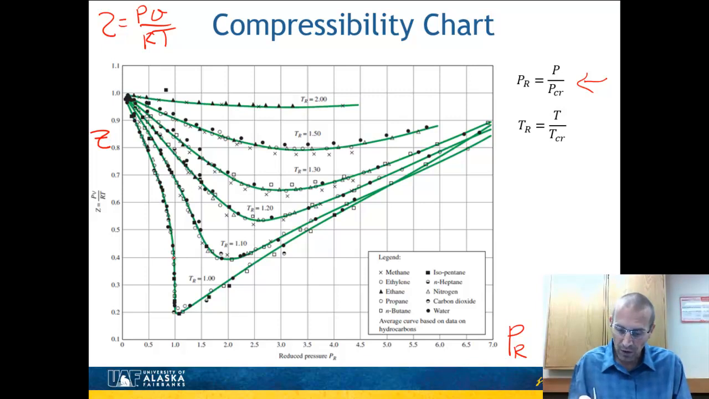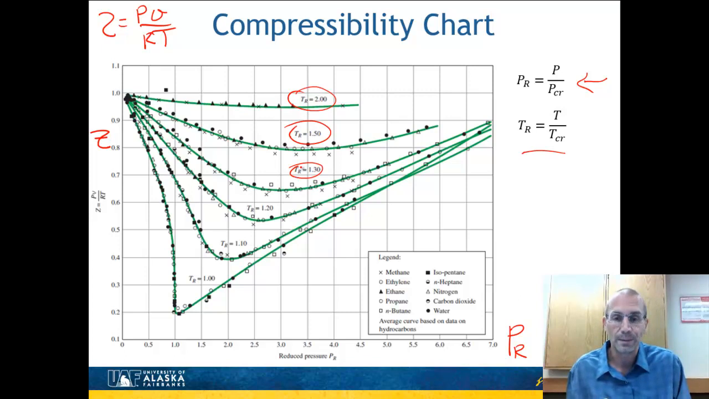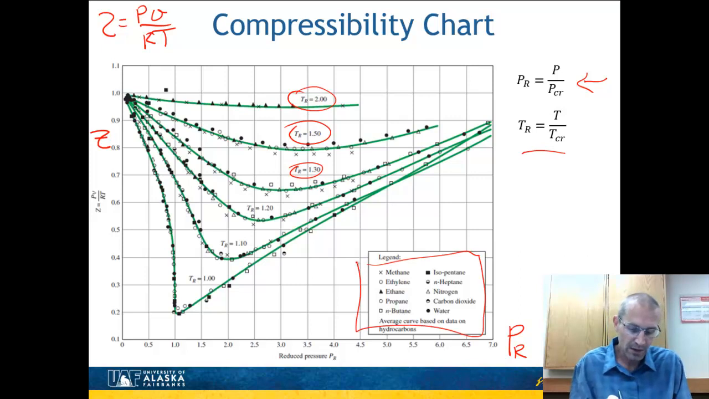Now, each one of these lines, these green lines on here, corresponds to different values of T sub R, which is the reduced temperature, which is the temperature normalized by the critical temperature. And so each one of these lines corresponds to a different value of T sub R. Here's T sub R of 1.5. Here's T sub R of 1.3. What is also shown in all these different icons are different gases. And as you see, they all tend to cluster along these lines, which means that Z does a good job of representing their behavior in the non-ideal region.